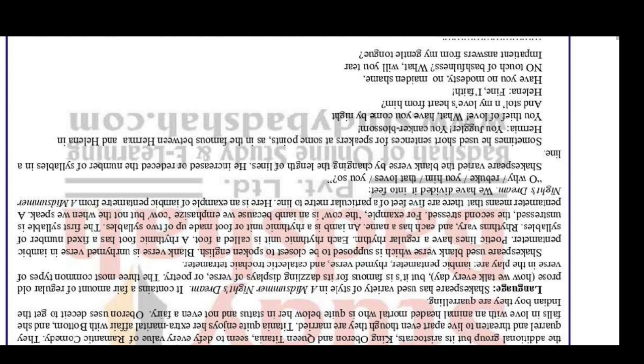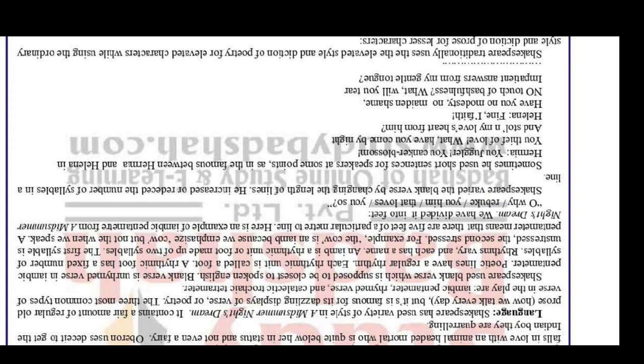They quarrel and threaten to live apart even though they are married. Titania quite enjoys her extramarital affair with Bottom, and she falls in love with an animal-headed mortal who is quite below her in status and not even a fairy. Oberon used deceit to get the Indian boy they are quarreling over.